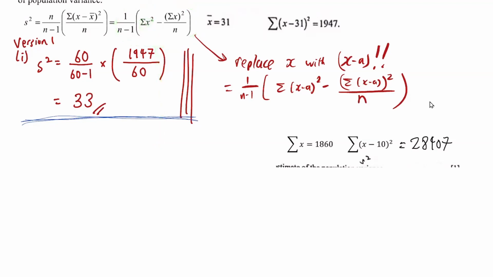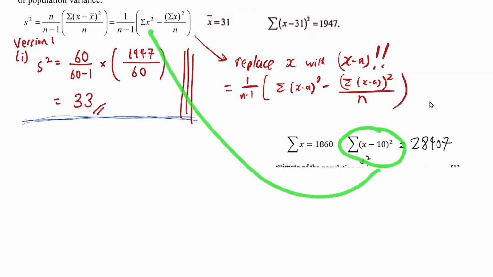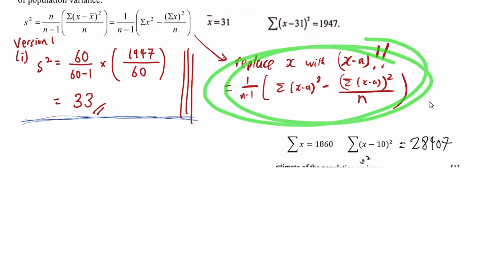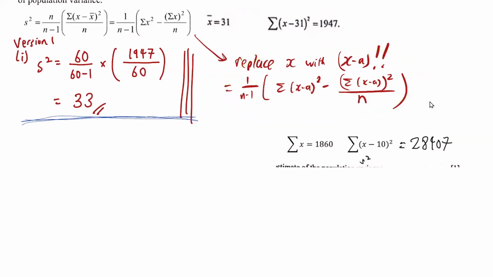Do you get it now? This is sum of x minus 10, bracket square. The type 2 of the formula requires some x square. Don't have a minus 10. So we cannot directly substitute it. Okay, so the answer to this is to use type 3. So we're going to do that.